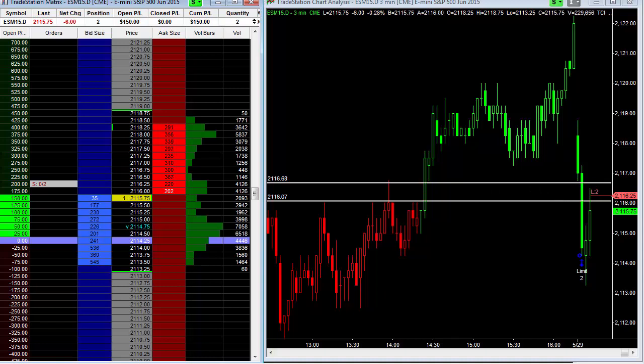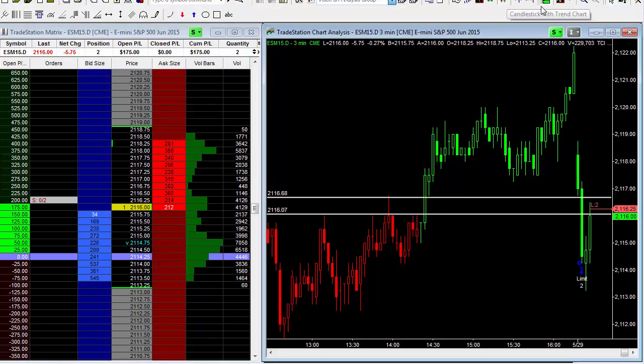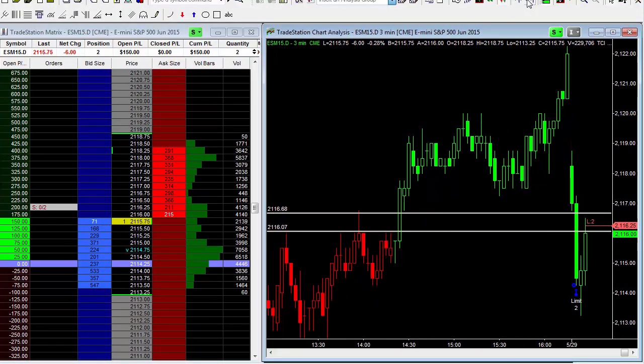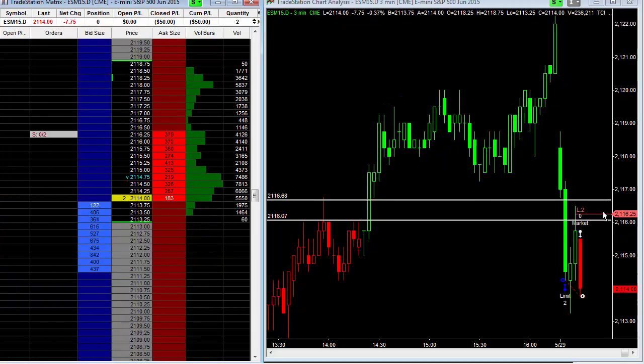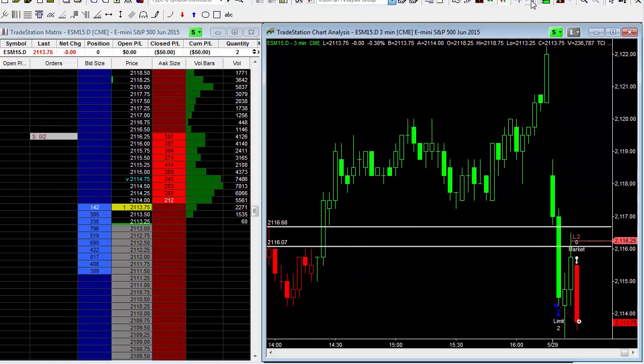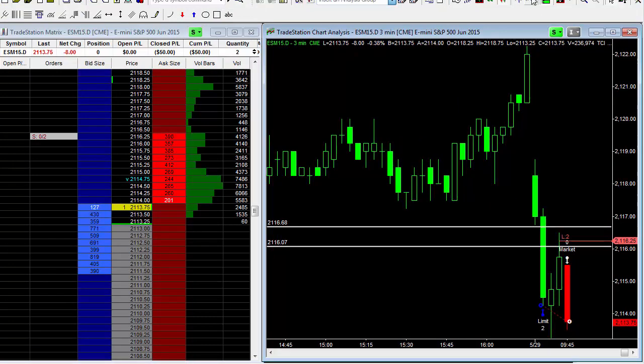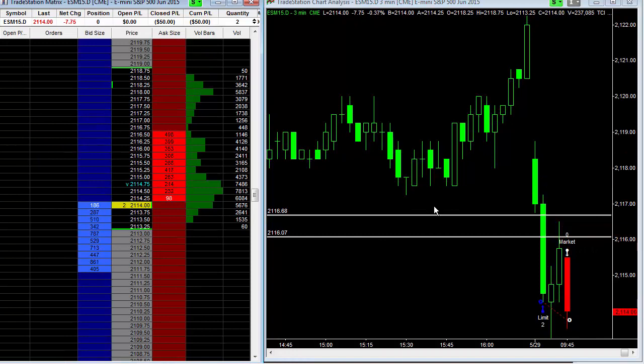That's why I drew my two white horizontal lines to represent that resistance. Let's see if we can get back up there and get us out. I'll be back shortly. God, come on, I should have had it in. All right, I am back, and again, an error. You can learn from my errors. I ended up exiting this trade because I was late on the draw putting the order in.